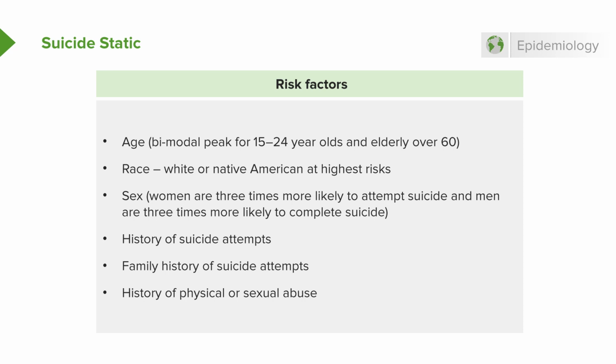In terms of risk factors, there's what we call a bimodal peak for suicide. It is high for 15 to 24 year olds, and then it goes down, and then it becomes high again for the elderly over 60 years old. In terms of race, it's also a risk factor. Sex: women are 3 times more likely to attempt suicide, and men are 3 times more likely to complete suicide.